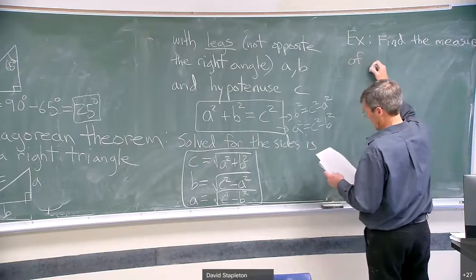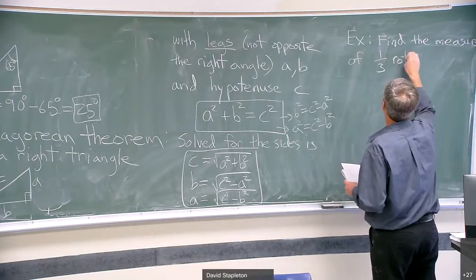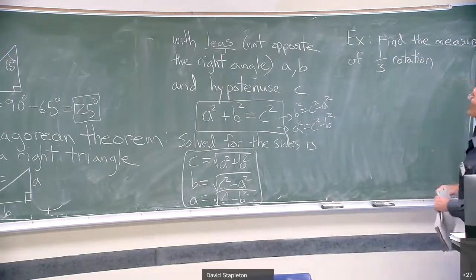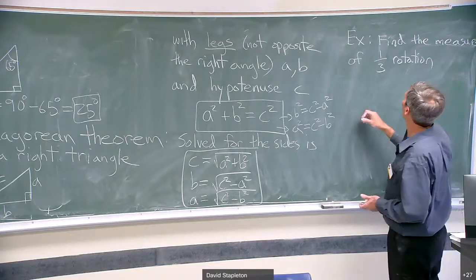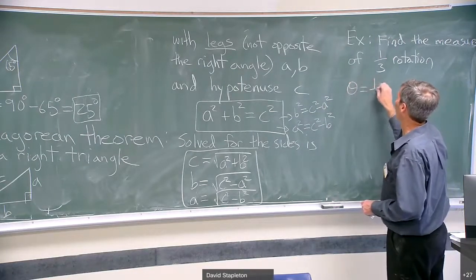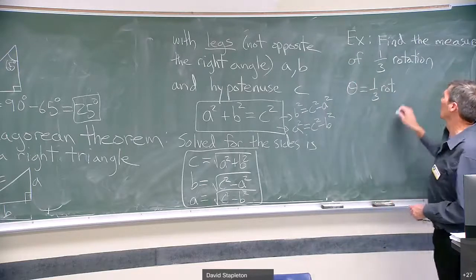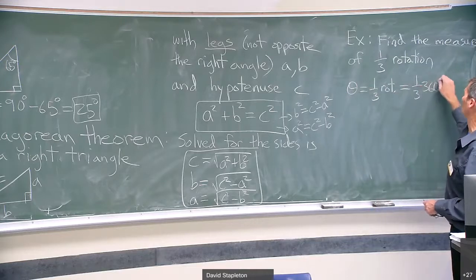Of 1/3 rotation. How about that? What is 1/3 of a rotation? I have a fraction of the way I go around the whole circle. All I have to do is say the angle, let's call it theta, is 1/3 of a rotation. But a rotation is 360 degrees, so it's 1/3 times 360 degrees.